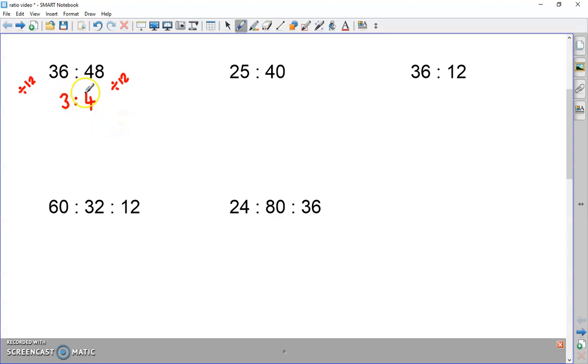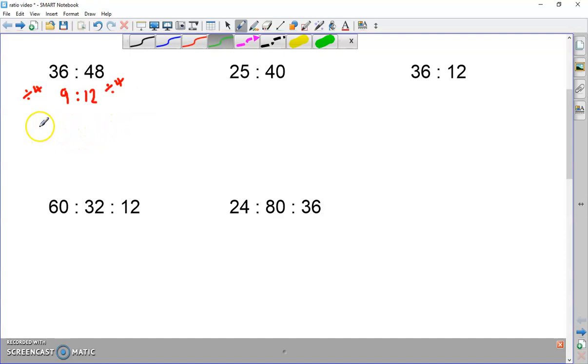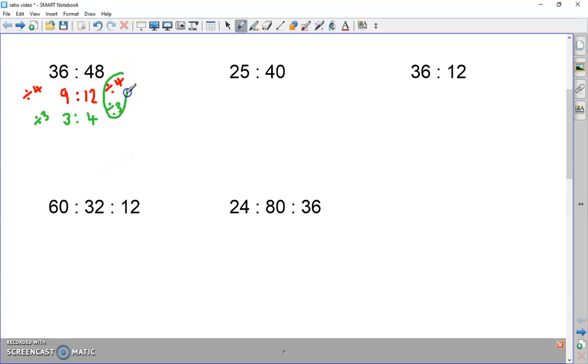Now I could have got them in a different way. I could have said, well, I know they divide by 4 first of all, which would have given me 9 to 12. But because now I can see that 9 and 12 can both go smaller, they're both in the 3 times table, I could divide by 3 and I would get 3 to 4 eventually. Should say divide by 3 there. Because dividing by 4 and dividing by 3 is the same as dividing by 12 in the first place anyway.